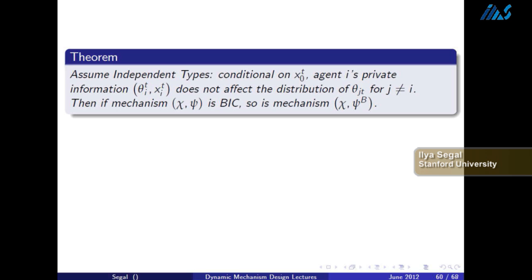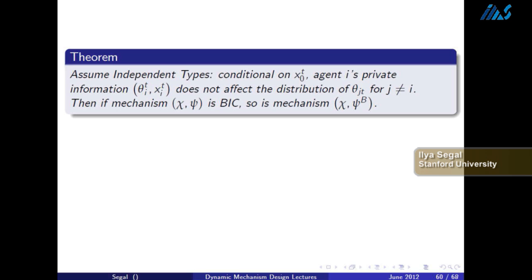The theorem is: assume independent types. This is where we make the assumption of independent types. But what does it mean in the dynamic setting? It means that conditional on the public decisions, the private information of agent I does not affect the distribution of the private types of the other agents. So through public decisions, I could still affect the private types of the other agents.